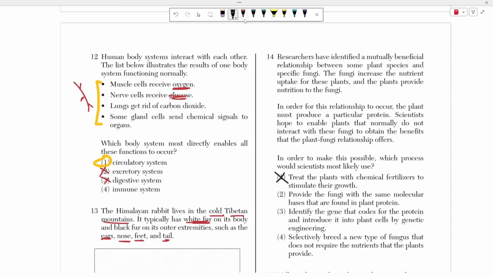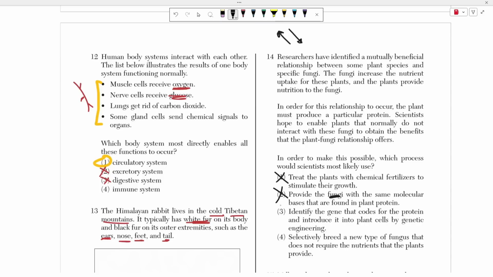If we want to make this relationship possible, right? If we want to make the plants get the proteins from the fungi and the plants provide the fungi with food, what do fertilizers have to do with that? 2, provide the fungi with the same molecular bases that are found in the plant protein. Again, the fungi are the ones that give the plant the protein. So it has nothing to do with the plants giving the fungi protein. The fungi give the plant some protein.